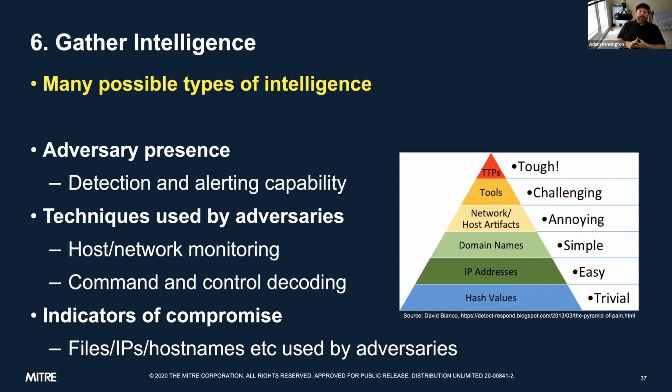So we talk about indicators of compromise often as sort of being at the bottom of the pyramid, but fresh files, IPs, and host names are absolutely valuable. They may not be as valuable for long-term use as behaviors and TTPs, but they're absolutely something to gather from adversaries, especially if you're getting them while an adversary is using them.